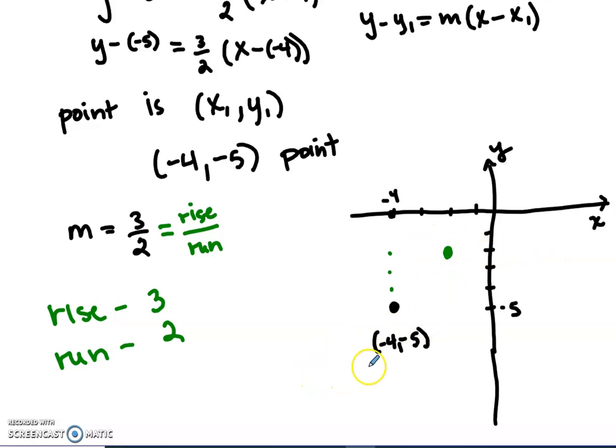And then I'm just going to draw the line. So this was plus 3, and that was plus 2, and that's how you draw the line.